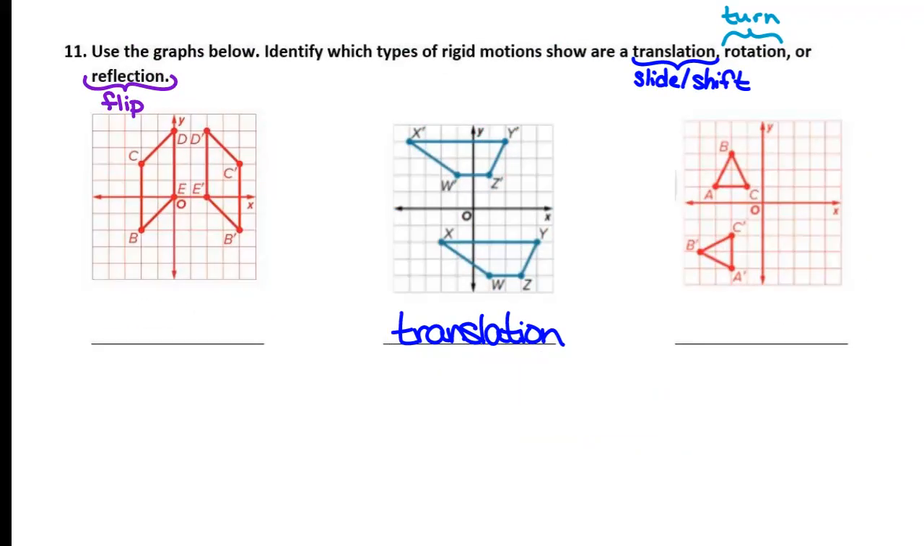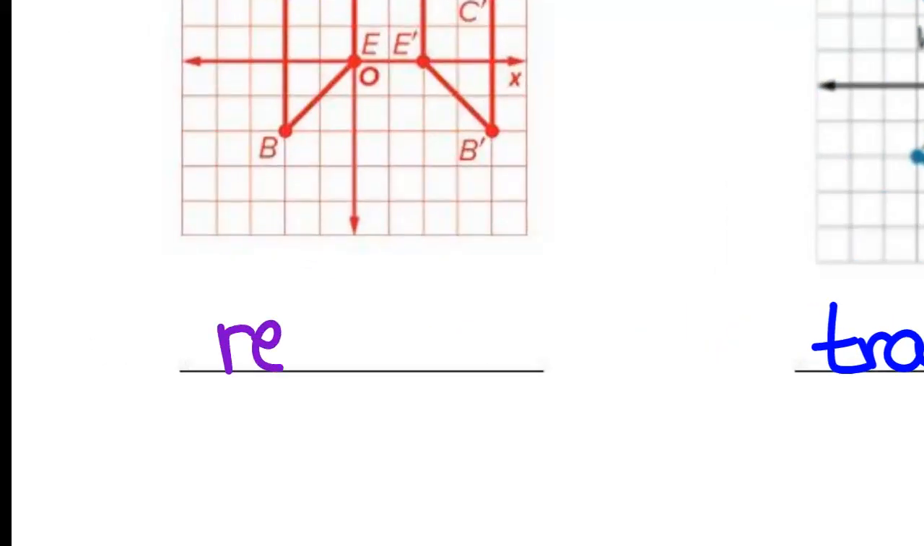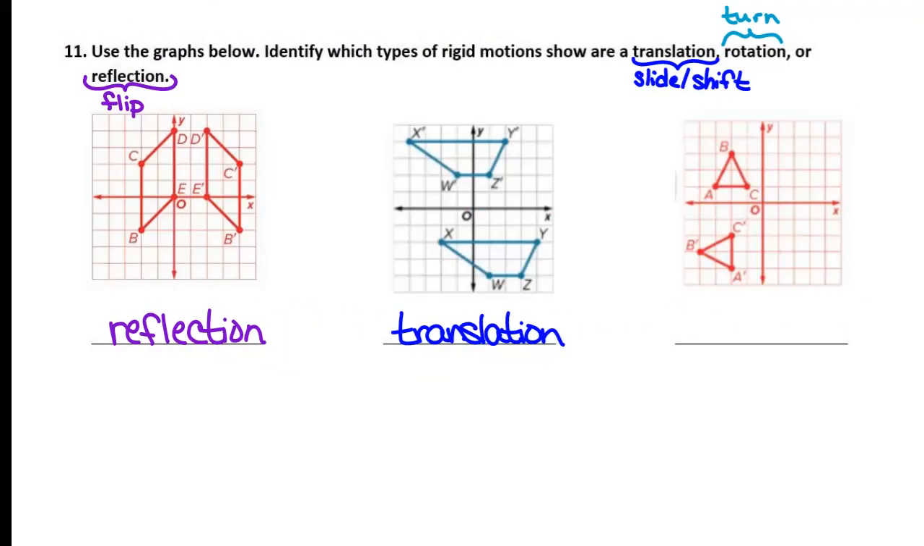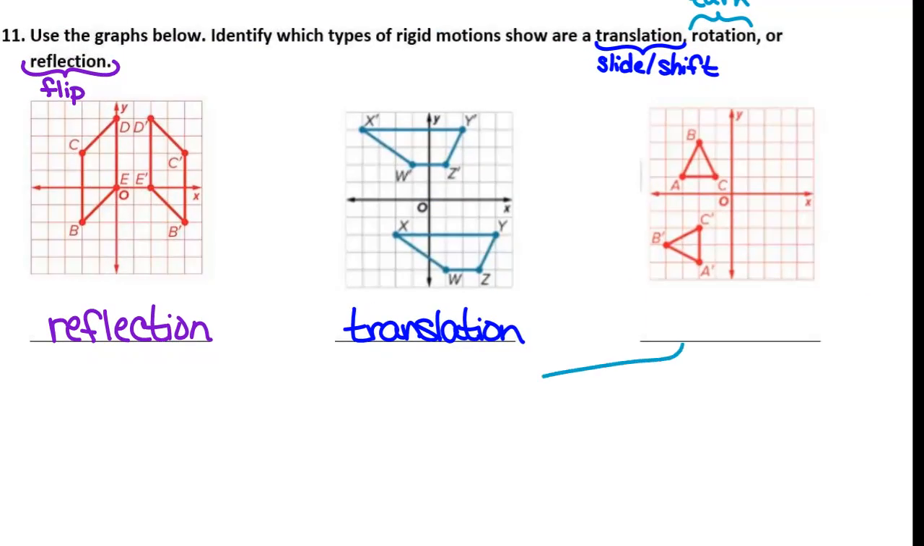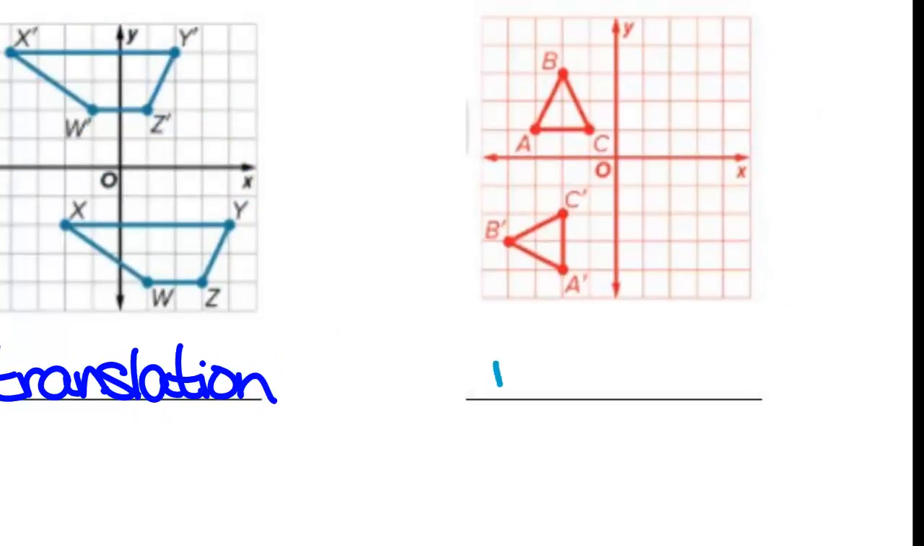Reflection is a flip. Which one of these 2 leftovers looks like it was flipped over a line? First one. This is a reflection. It has flipped over this line here. So this is a reflection, which means this one over here has to be a rotation.